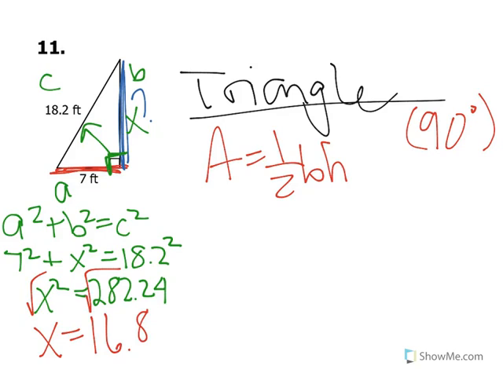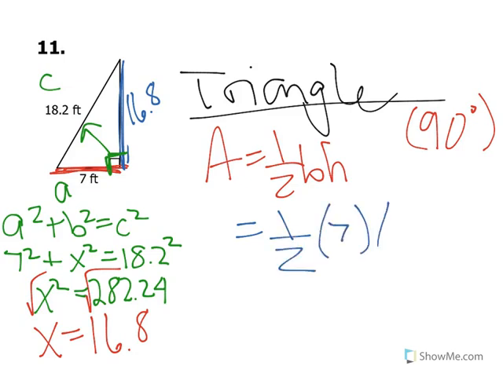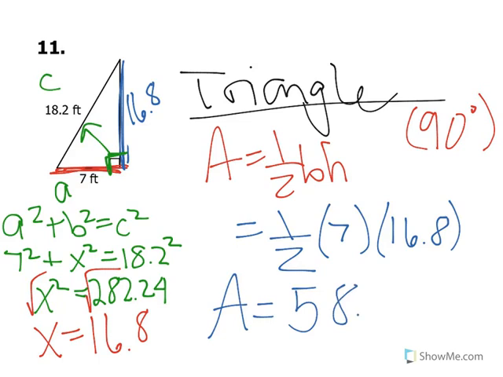So that means that this blue side is 16.8, and then we can use our formula. So it would be 1/2. Your base is 7, and then your height, 16.8, and they get the area to be a total of 58.8 feet squared.